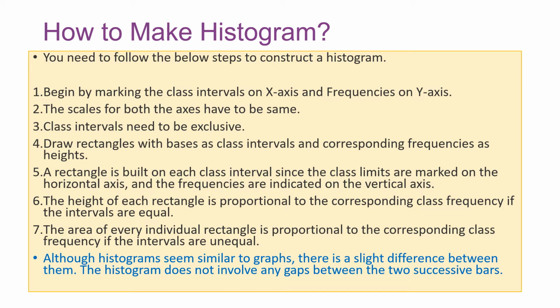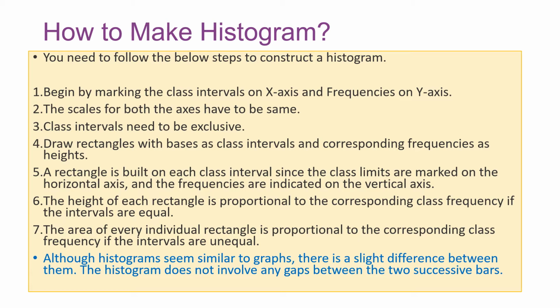Since the class limits are marked on the horizontal axis and the frequencies are indicated on the vertical axis, the height of each rectangle is proportional to the corresponding class frequency if the class intervals are equal. The area of every individual rectangle is proportional to the corresponding class frequency if the intervals are unequal. Although histograms seem similar to bar graphs, there is a slight difference between them. The histogram does not involve any gaps between two successive bars.